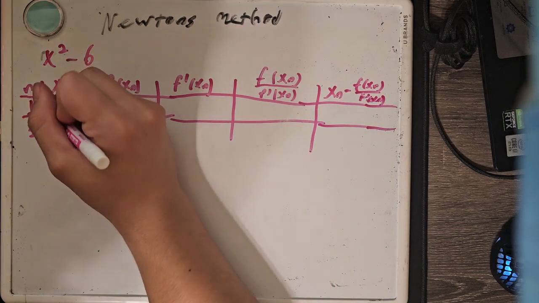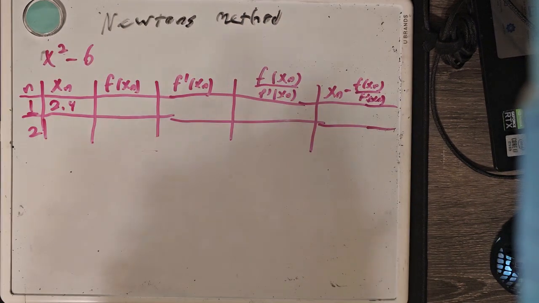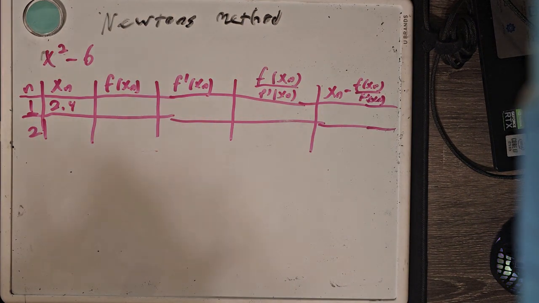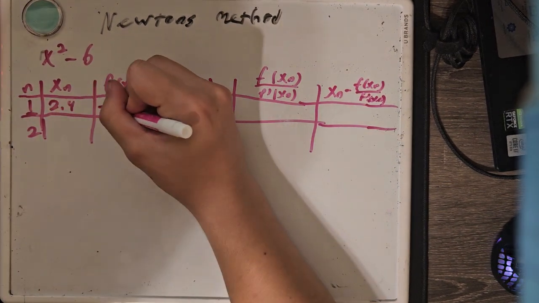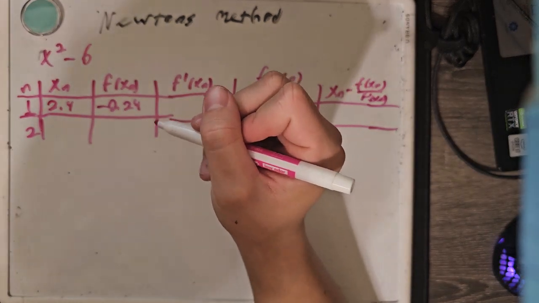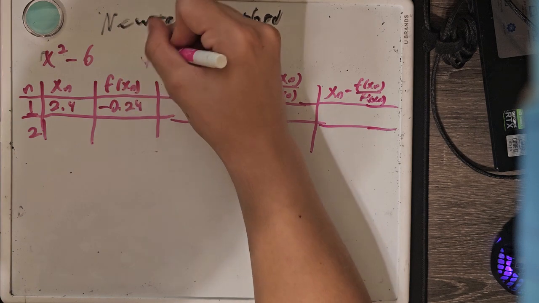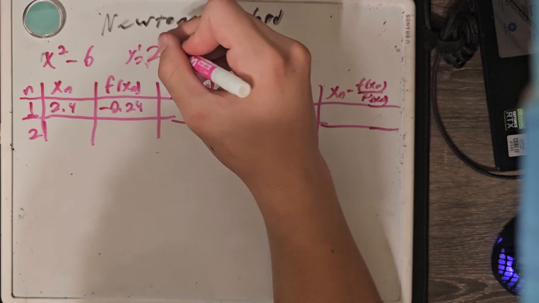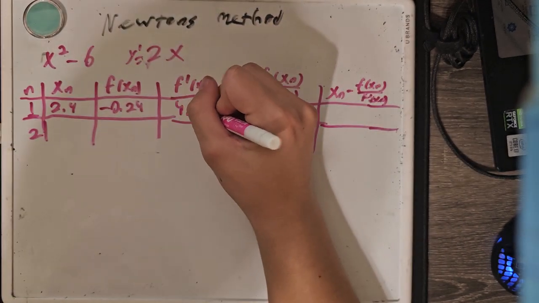All right, so when you're doing this, first you give a guess. So for example, x1, let's say, is around 2.4. That's our best guess to where the 0 is near. Well, we plug that into our equation. So 2.4 squared minus 6 is negative 0.24. Now we plug that into our derivative, which would just be 2x. That would be 4.8.